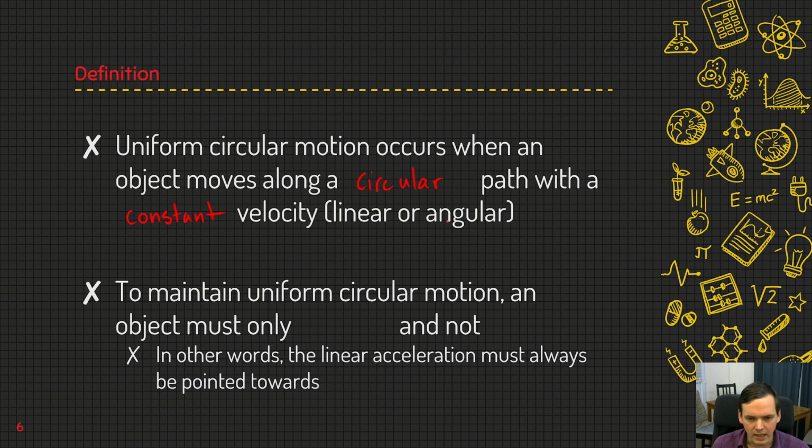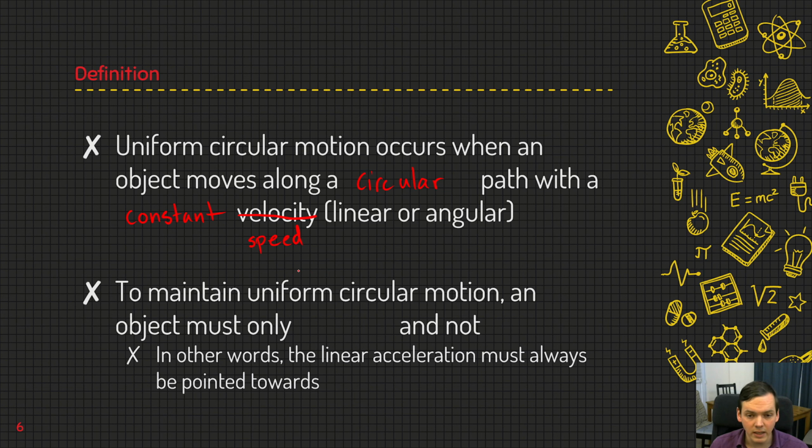I should say constant angular velocity, or let's change this to a better word, speed. It's a bit sloppy of me, because if we're changing our direction, that's going to change the velocity. But in this case, we're talking about speed more specifically. So uniform circular motion occurs when an object moves along a circular path with a constant speed.